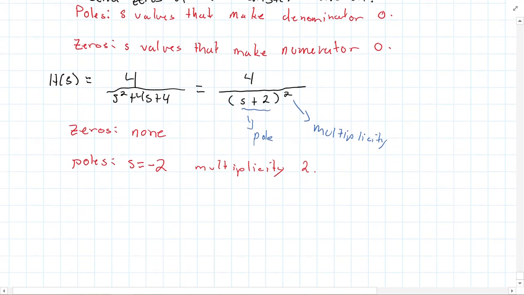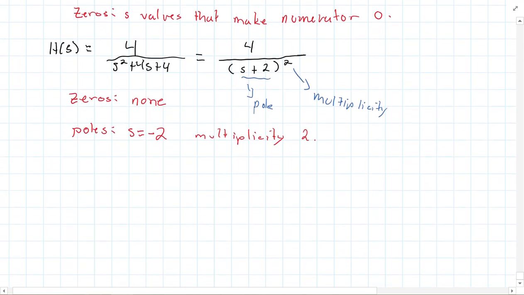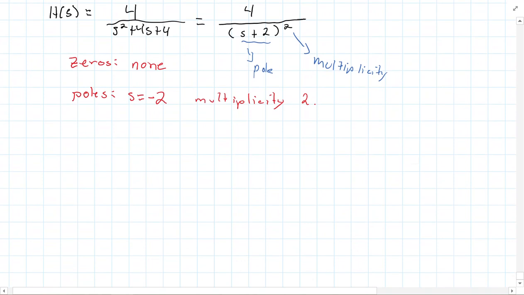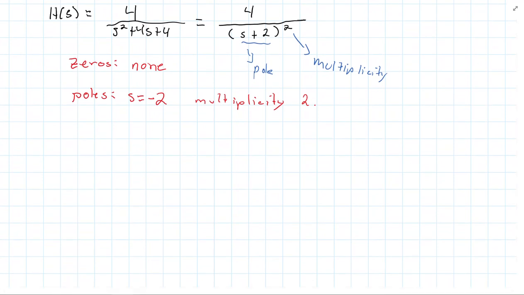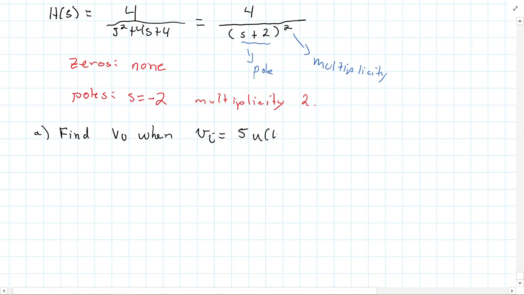Okay, so great. So we have our transfer function. What's the big deal? Okay, well, let's continue on with this example some more, and then in the next video we'll look at a more challenging example problem. So what I want to do here is we're going to do two questions now. We're going to do part A, find V out when V in is equal to 5u of t.